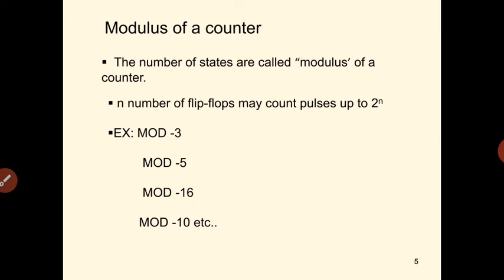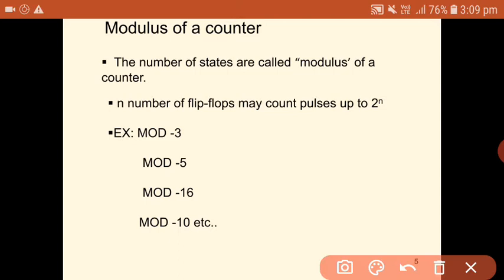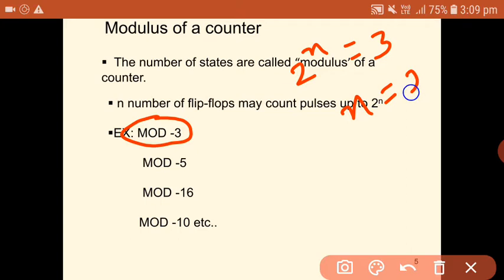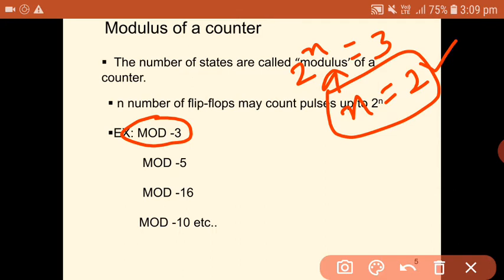If you observe the first one, mod 3 counter, for realizing this, 2 to the power of n is equal to 3. What should be the minimum value of n? n should be equal to 2. Then only can you realize the mod 3 counter. So for realizing a mod 3 counter, the number of flip-flops required is 2. Similarly, for realizing a mod 5 counter, the number of flip-flops required is 3, as we have just seen.